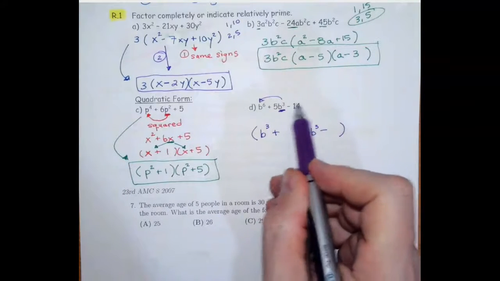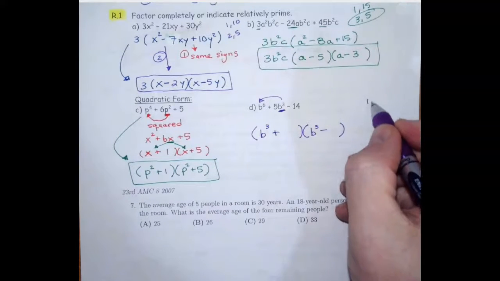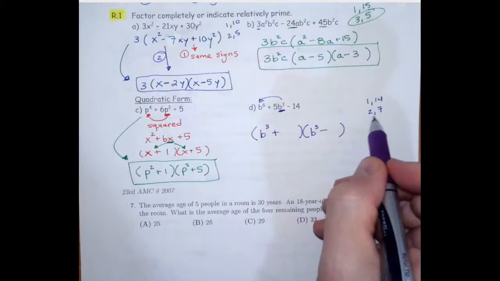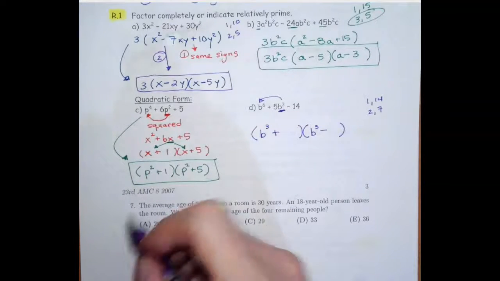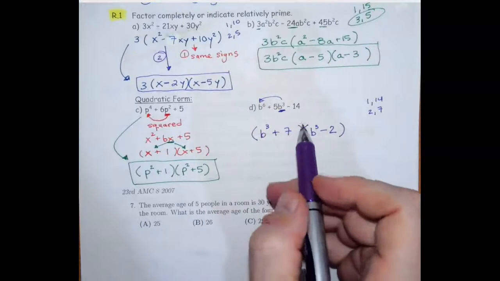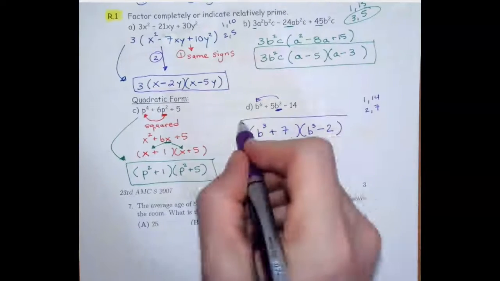So now we need the factors of 14 that subtract to give 5. Again, not that many to look at here, just these, and we can see that if we subtract 7 minus 2 we'll get 5. So we want the 7 to be positive and the 2 to be negative. That way we'll get 7b cubed minus 2b cubed, and that'll be 5b cubed.